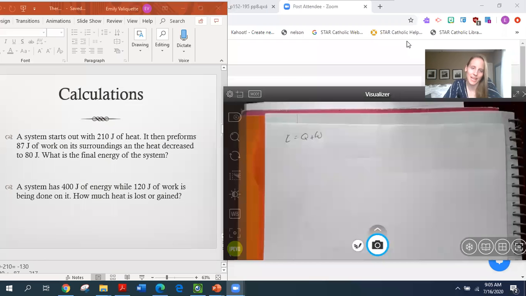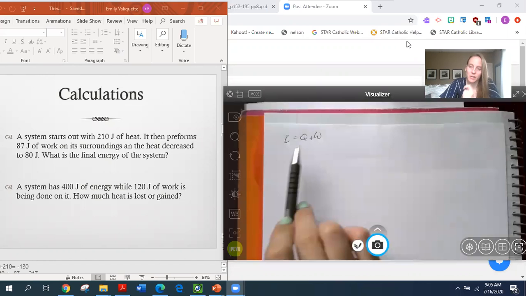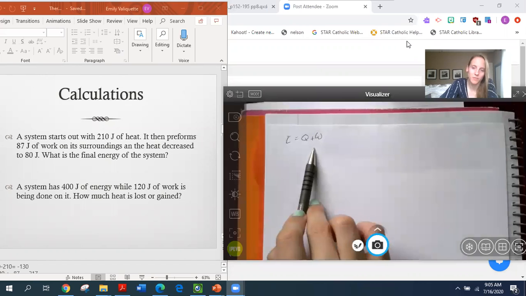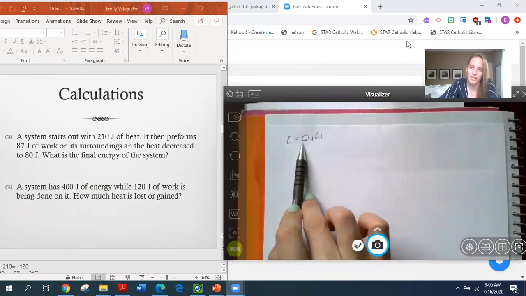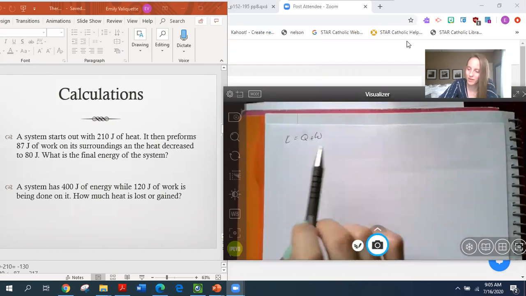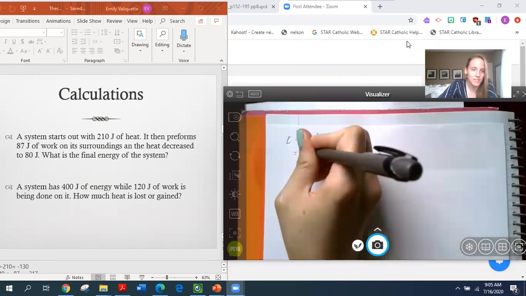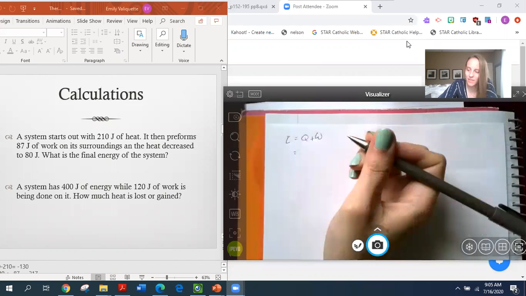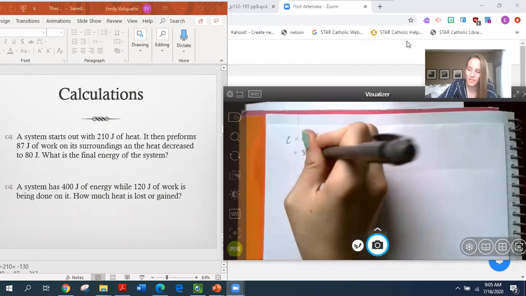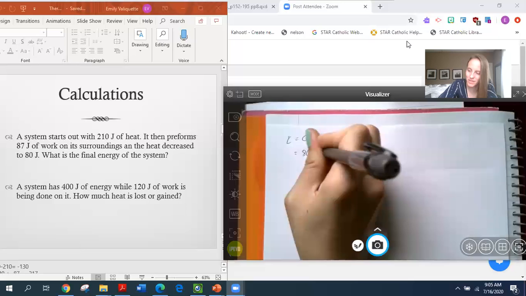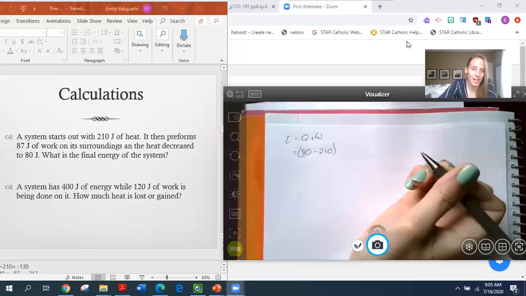Okay, so for our first calculation, it says a system starts out with 210 joules of heat. It then performs 87 joules of work on its surroundings as the heat decreased to 80 joules. What is the final energy of the system? So E equals Q plus W. First, we have to figure out what our Q is, which is the amount of heat lost or gained. So in order to do that, we just take the final amount of heat minus the initial amount of heat. That'll be our Q value.